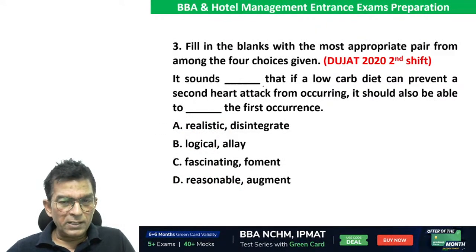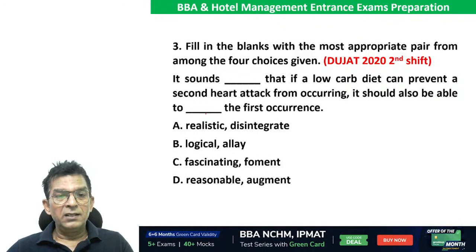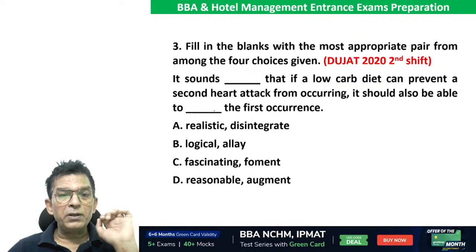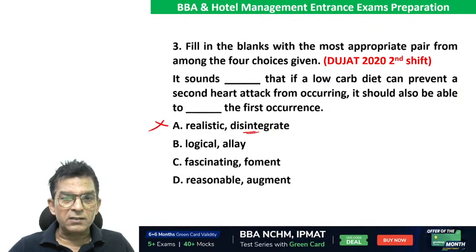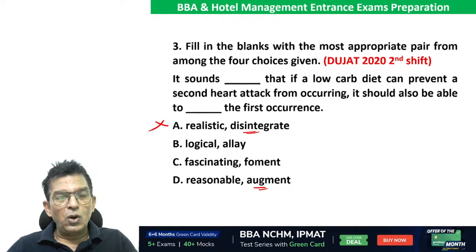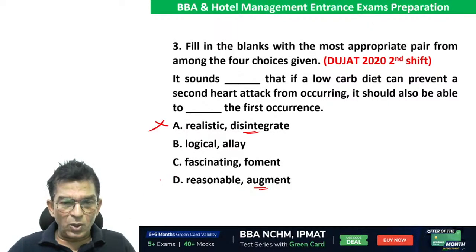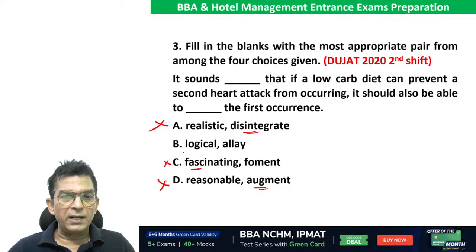It sounds reasonable, or it seems logical that if a low carb diet can prevent a second heart attack from occurring, it should also be able to dash. It should also be able to stop the first occurrence. So disintegrate the first occurrence. Therefore, this is certainly not the answer. Augment means to increase. So augmenting, enhancing is also not the answer. And fascinating cannot be the answer because the first blank doesn't take it. Therefore, B must be the answer.